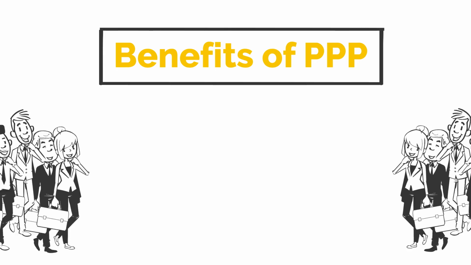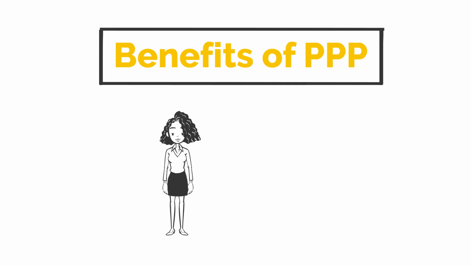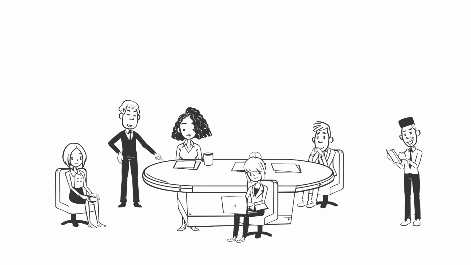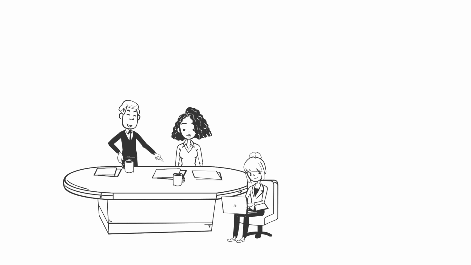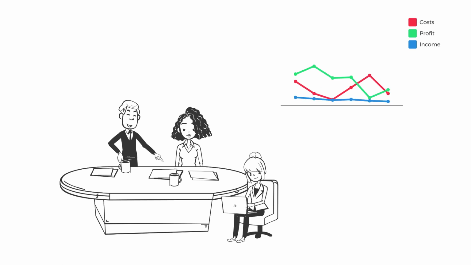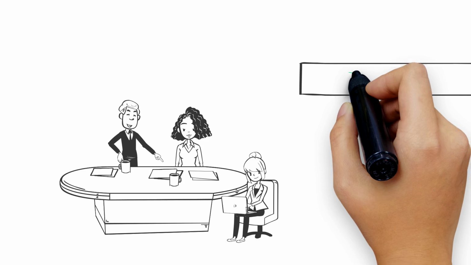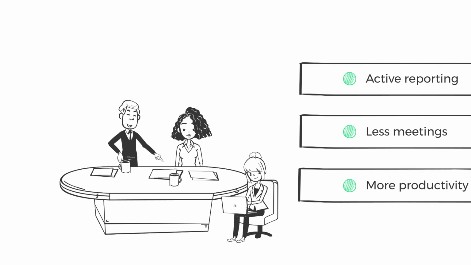PPPs benefit both the team and its members. From a team perspective, it offers transparency over what each team member is achieving and focusing on. This helps with team communication. It also helps identify what plans are failing or what kind of problems there are, so you can quickly react. When your team is regularly reporting, there is less of a need for meetings, which helps increase productivity.